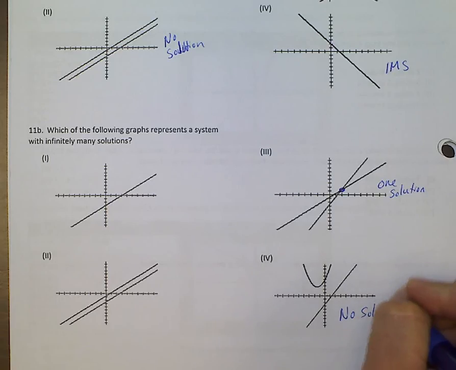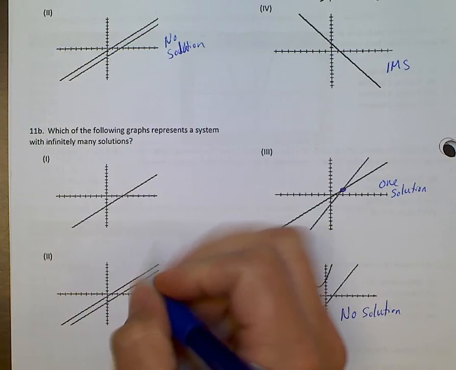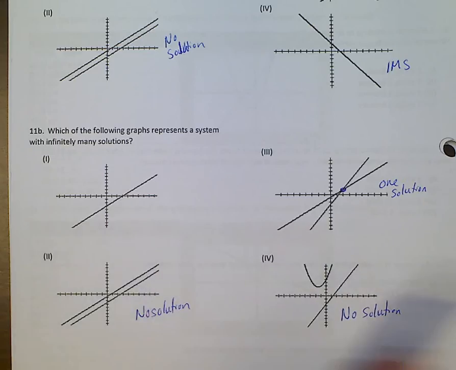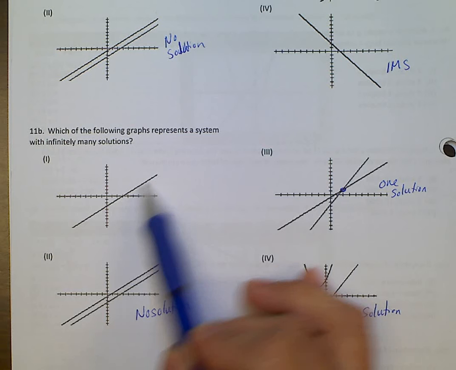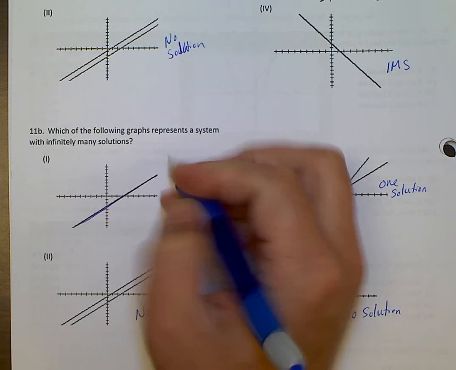Okay, my graph over here has 2 parallel lines, so that's no solution. And then my last graph is one single line. Alright, so that's really probably 2 lines right on top of each other. So that's infinitely many solutions.